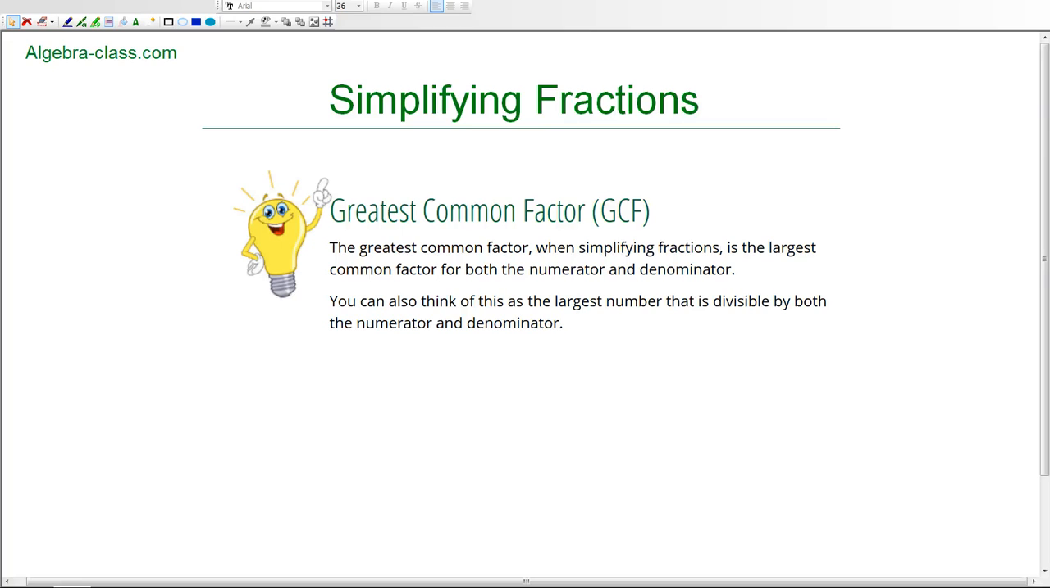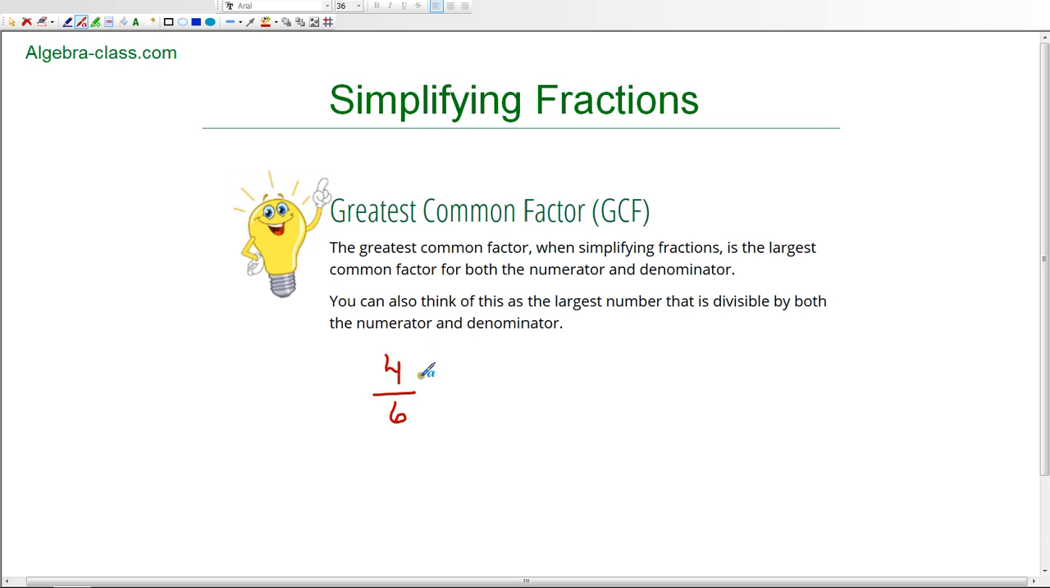I like to think of it as the largest number that is divisible by both the numerator and denominator. So let's first talk about 4/6. 4/6 is a fraction, and I have a 4 in the numerator and a 6 in the denominator. So I want to think of what factor is the greatest factor for 4 and 6, or what is the largest number that is divisible by 4 and 6.